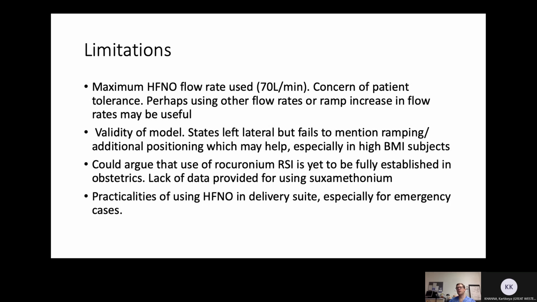Then there's the cost implications. So the cost implications of actually having the equipment, the training, and then if you want to get the maximum benefit, you're going to be using it in emergency scenarios, there's probably been quite a few people you're going to be applying it for that you're never going to end up doing a GA for.